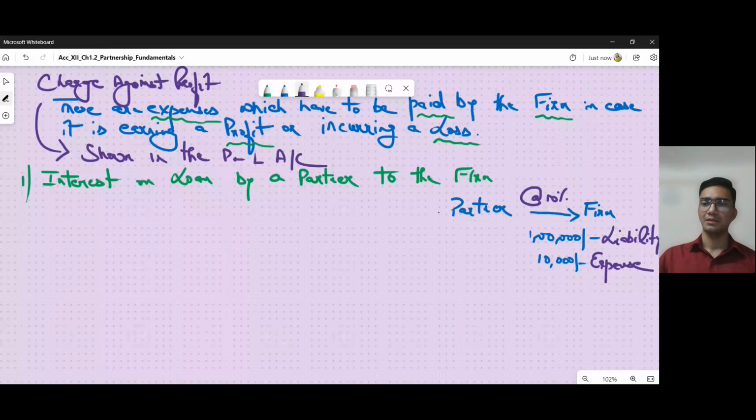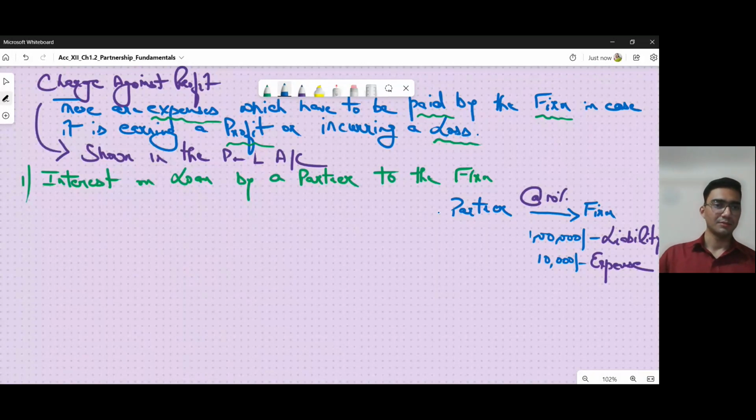Okay. So altogether, how much is this firm required to pay back the partner? Finally, 1 lakh plus 10,000. But right now we are talking about an expense. That's what our charge against profits are. They are expenses. So we're talking about the expense part of this 10,000 rupees. We are going to write journal entries for noting down this expense of this firm.